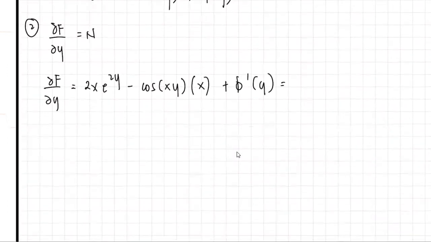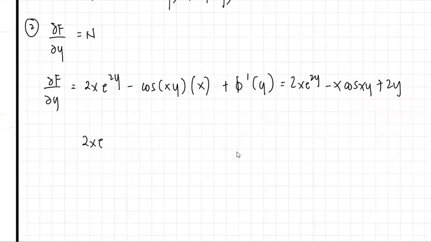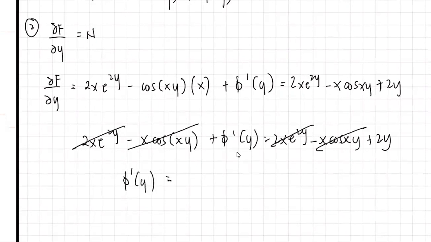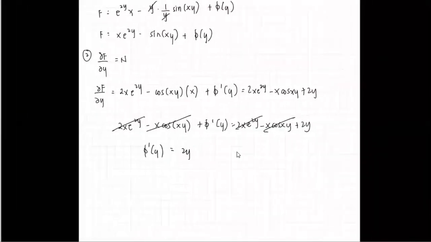So equate natin sa N. So ang N natin is 2x e^2y minus x cosine xy plus 2y. Okay? So, try natin simplify muna. So, 2x e^2y minus x cosine of xy plus phi prime y. So, 2x e^2y minus x cosine of xy plus 2y. Then, transpose natin. This will be cancelled out. Then, this will be cancelled out. Matitira sa atin is phi prime y is equals to 2y. Okay, so that is our second step.